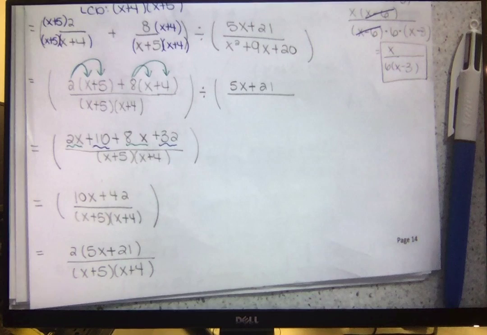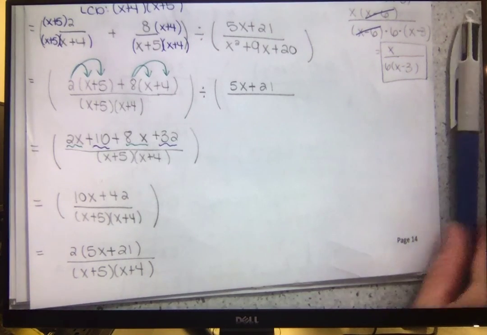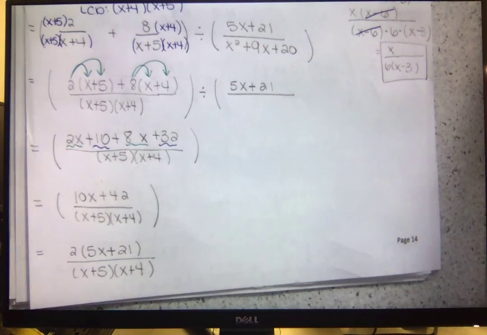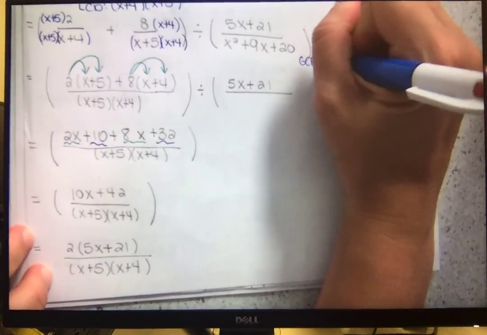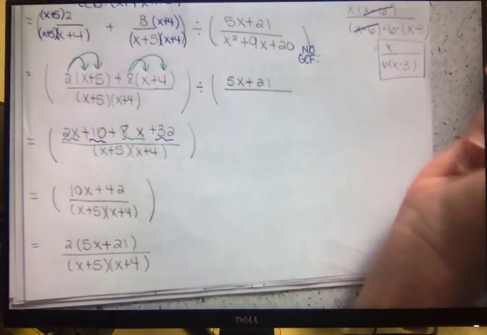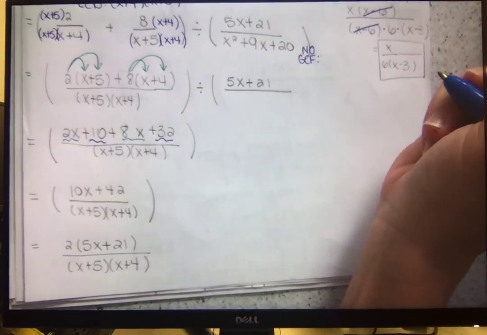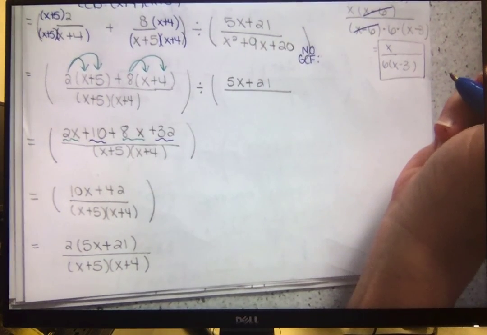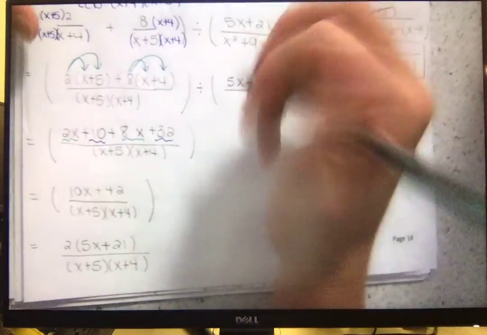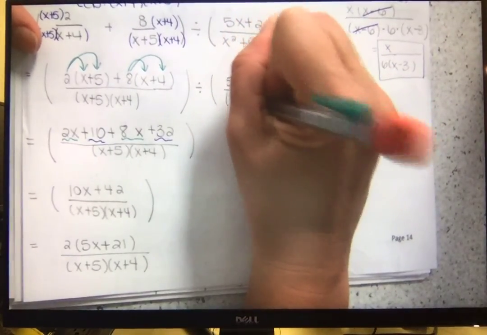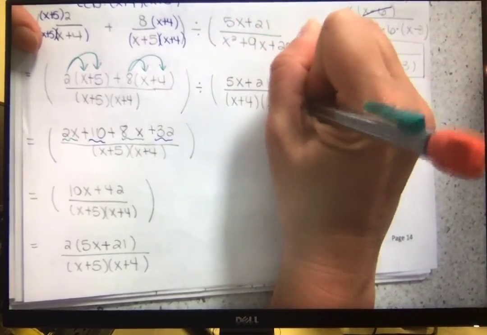Looking at x squared plus 9x plus 20, let's factor. What's our first step in factoring? GCF, which is none, so no GCF. Our A value is 1, B is 9, C is 20. So we're looking for two numbers that will multiply together to give us 20 and add together to give us 9. 4 and 5. So we can go ahead and go to x plus 4 times x plus 5.